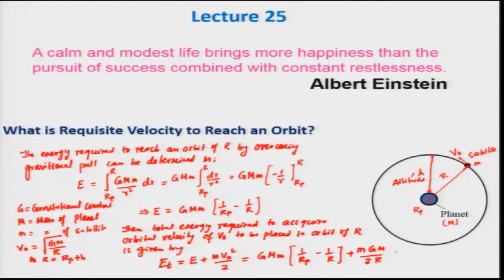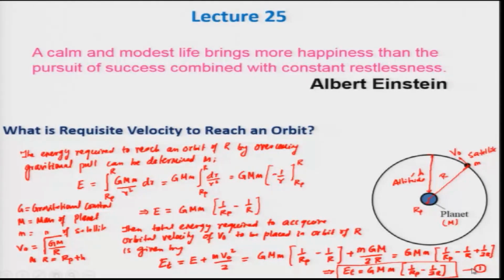So, if I take this G M m common from these two terms, I will get G, this is your capital M, G M m, then I will get 1 by R P minus 1 by R plus 1 by 2 R. So, therefore, I will get basically E t is equal to G capital M m, 1 by R P minus 1 by 2 R. This is my equation 1, I can say.